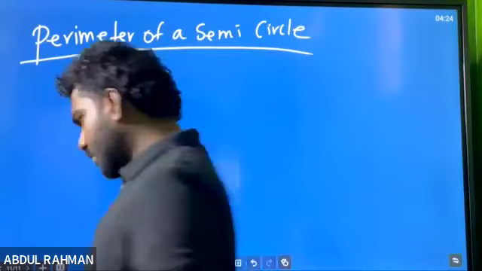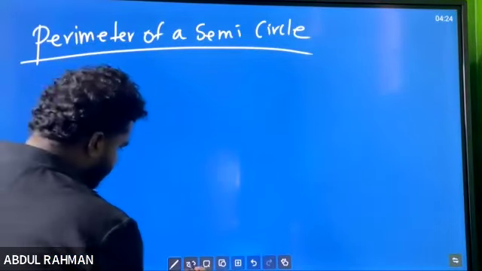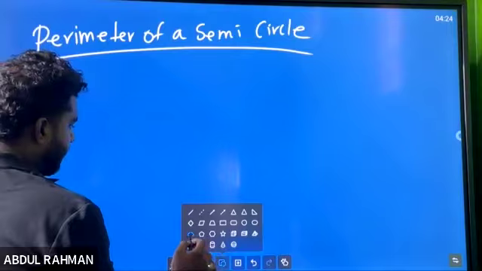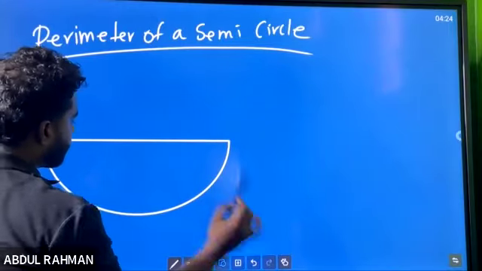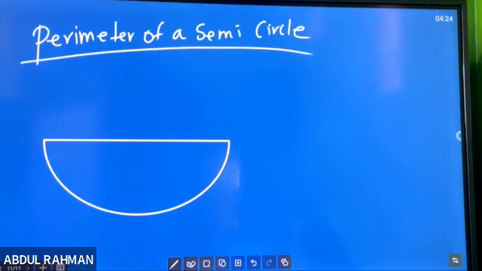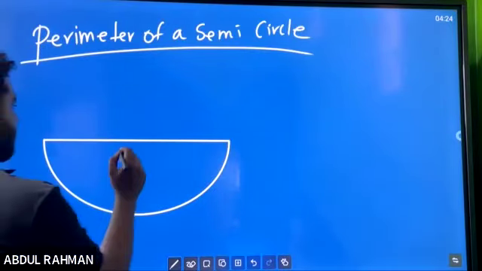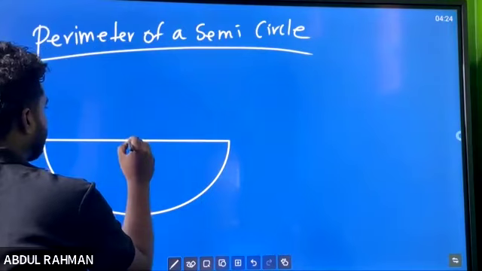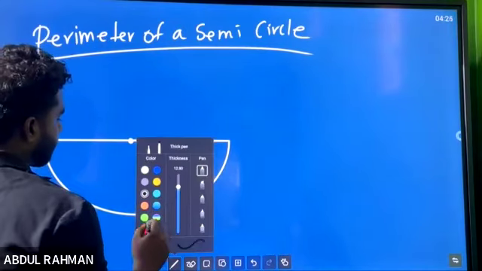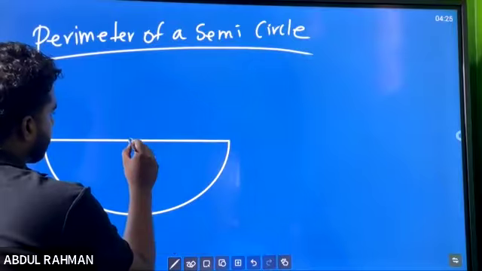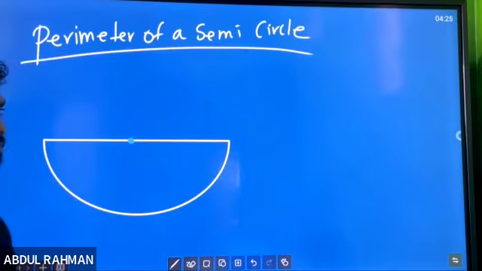Right. Now we are going to have a semicircle. In the semicircle, what is happening is, I have the center out here.